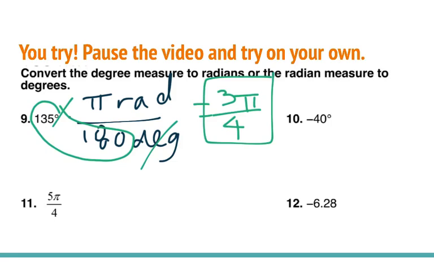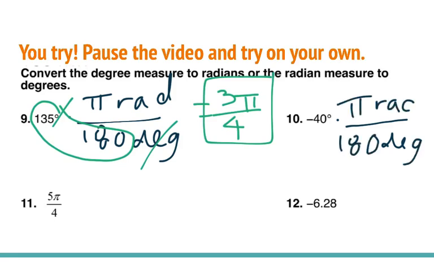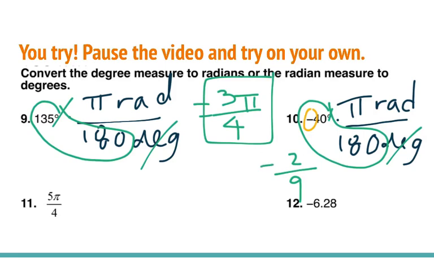Okay? Number 10, negative 40 degrees. Since degrees is my unit, put degrees in the bottom. That way your unit of degrees will cancel and you'll be left with an answer in radians. So degrees and degrees cancel. I want radians in my answer, so I want to keep pi, and I just need to simplify this. So 40 divided by 180, and simplified that fraction is 2/9. Since it was negative, though, make sure you kept the negative in your answer. So that's negative 2/9 pi, and that is the equivalent of negative 40 degrees in radians.